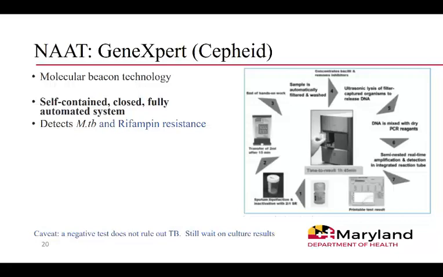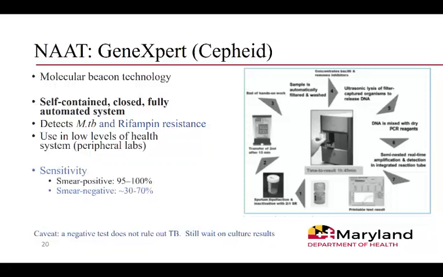It does so by looking for both MTB genetic material, but also looking for the specific mutations that confer rifampin resistance. The benefit of this test being a self-contained, fully automated system is that they have the potential to be used at lower levels of the health system, and this assay and instrument is increasingly being found and available in a variety of hospital settings, including throughout Maryland.